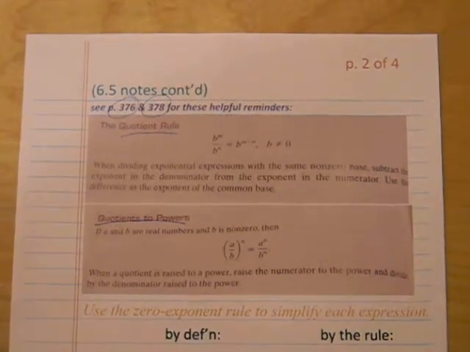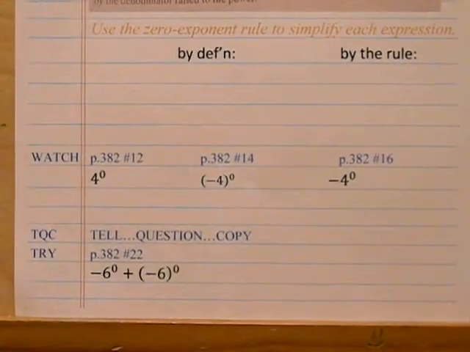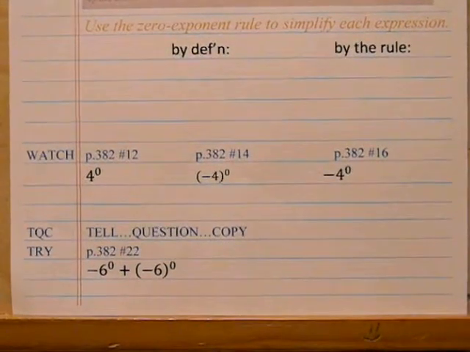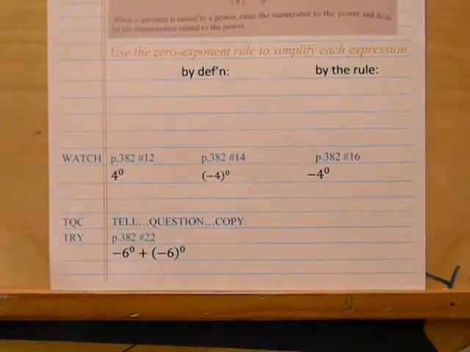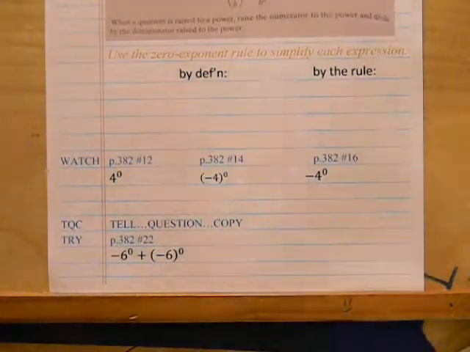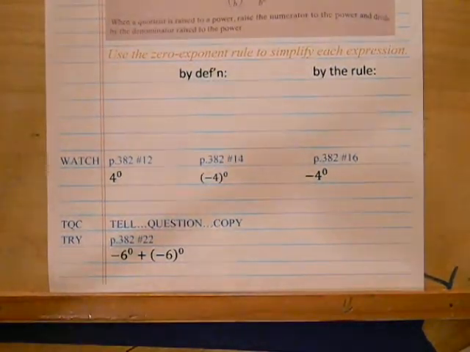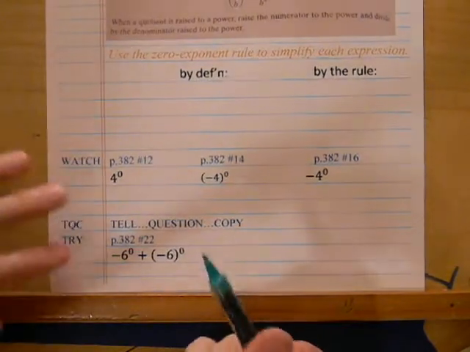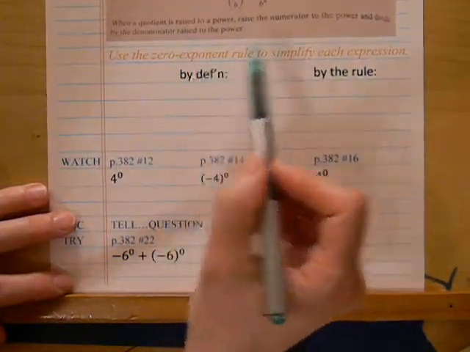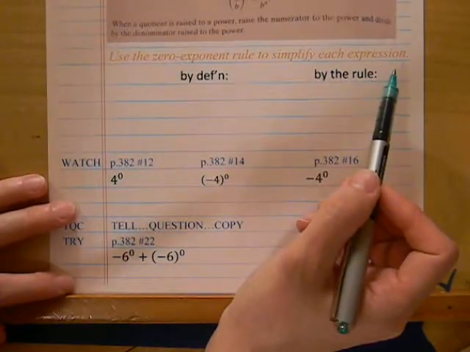I'm going to go ahead and adjust the camera and go ahead to the bottom of this note page so that we don't have to do too many separate videos here. And let's look at the bottom of page 2 for 6.5. And the instructions say to use the zero exponent rule to simplify each expression.